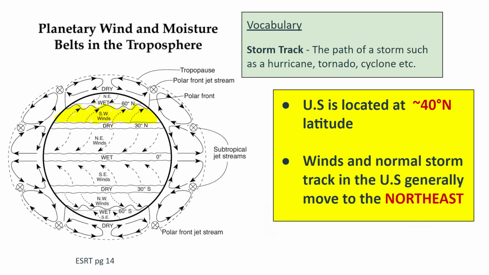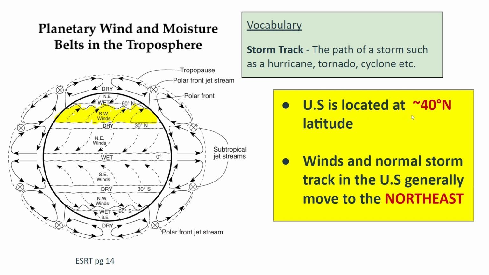Now, what happens in the US? If you go to reference table page 14, you'll find this image. And we'll talk more about this image in the future. But for now, we want to know how our major winds generally move in the US. So for this, you need to learn the vocabulary word storm track. A storm track is the path of a storm, such as a hurricane, tornado, cyclone, or any type of storm. Okay? Storm track, the path that the storm is going.